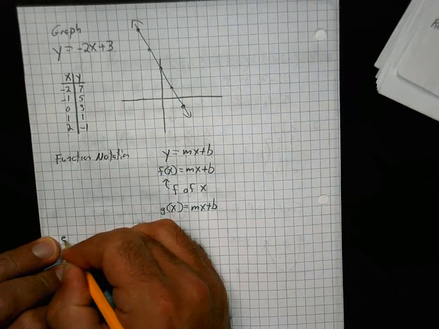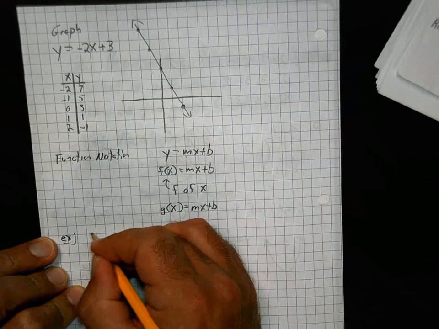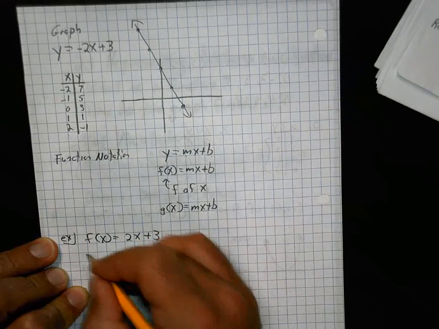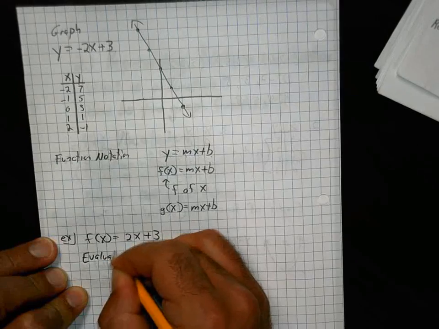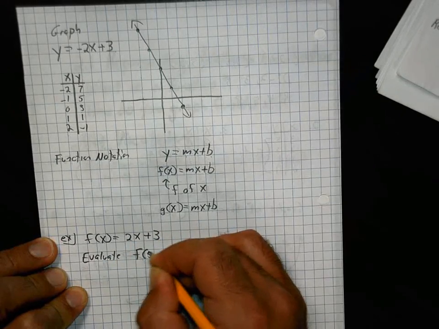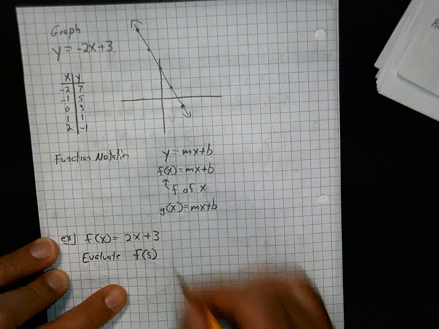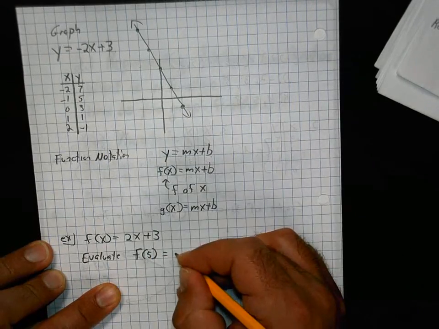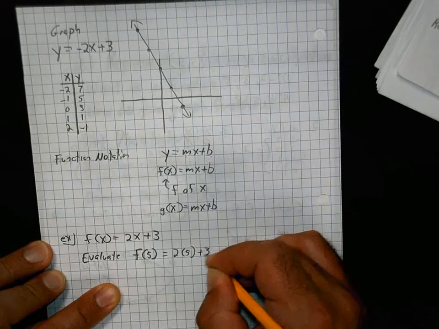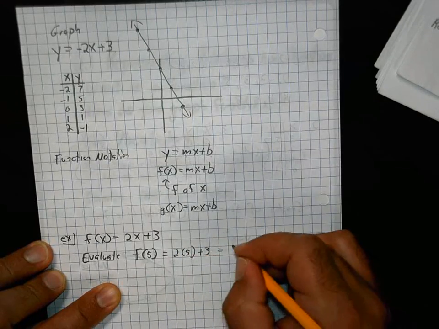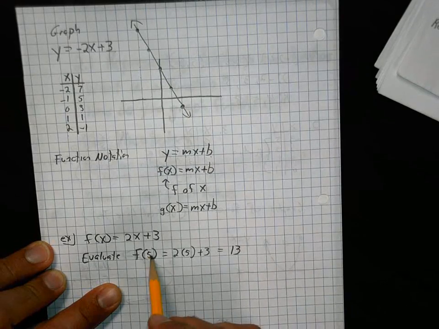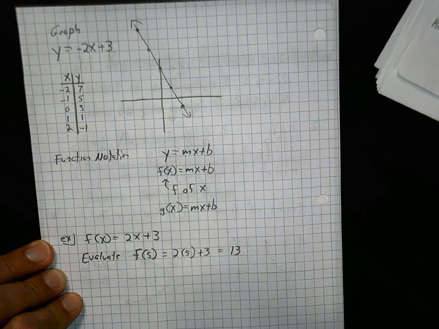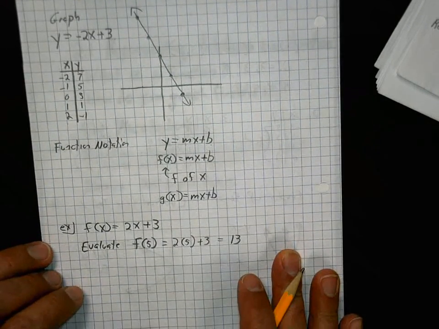Okay, so let's look at an example here. Let's say f of x equals 2x plus 3. Evaluate f of 5. Okay, what that means is all we do is we take 5 and we plug it in the equation for x. 2 times 5 plus 3 would be 10 plus 3 is 13. So the value inside the parentheses is what we substitute in the equation.